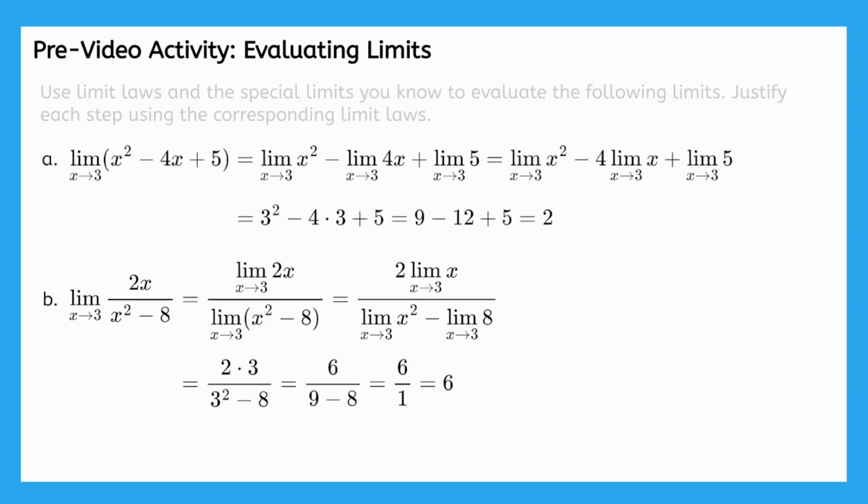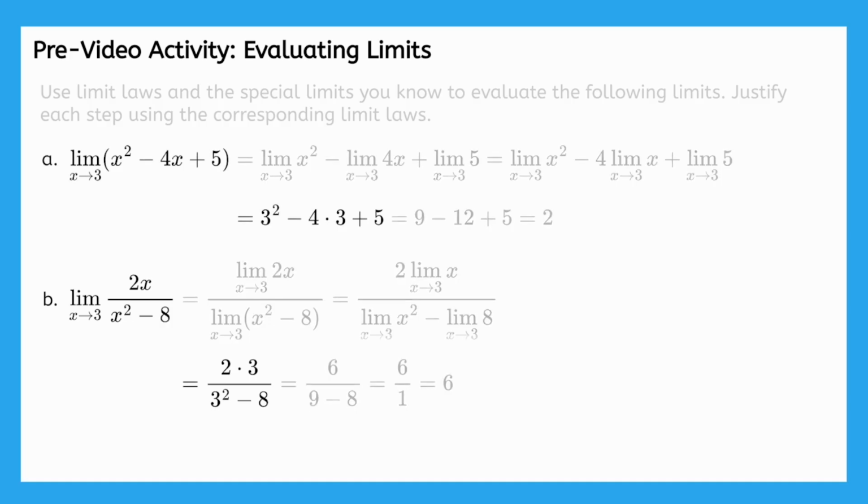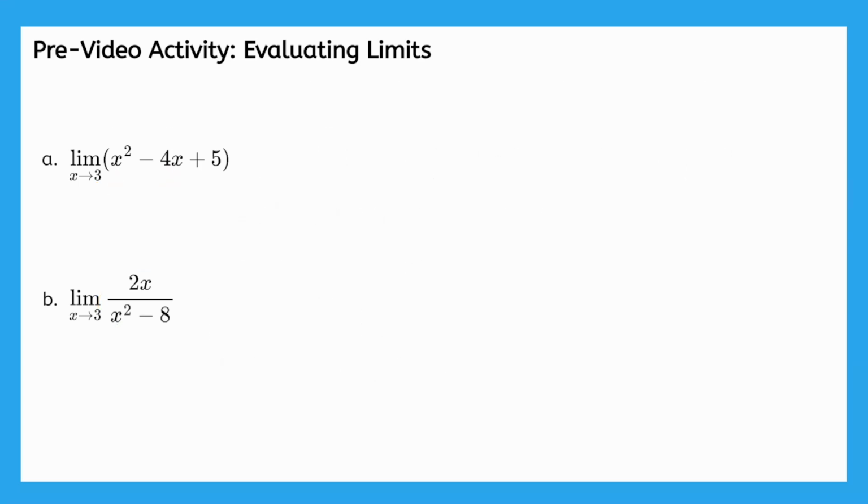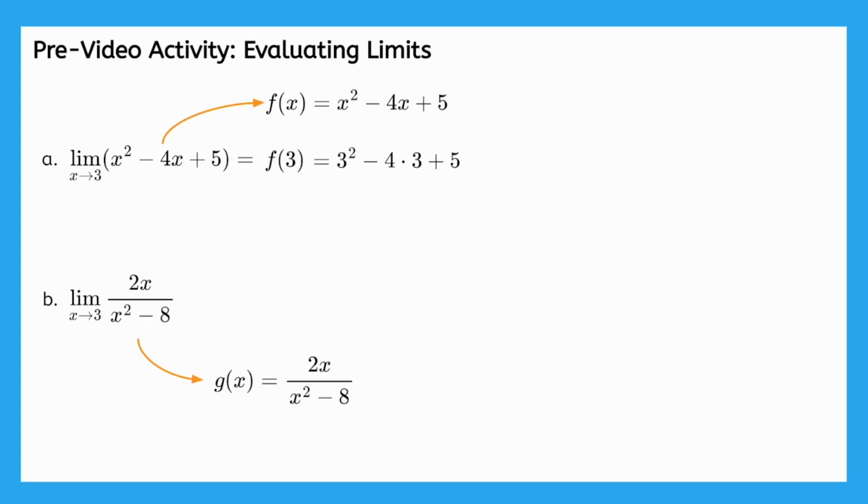Let's take a closer look at how we got to these results. In particular, look at the main calculation we ended up doing after we broke down with the limit laws. What do you notice? Didn't we actually just substitute the 3 in for the x's? In other words, if we call this polynomial function f and this rational function g, then the value of our first limit was just f of 3, and the value of the second limit was just g of 3.